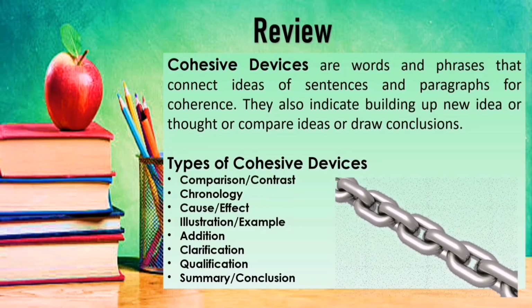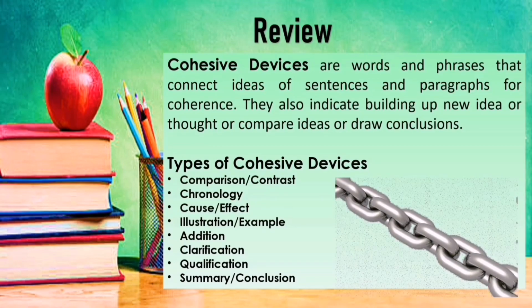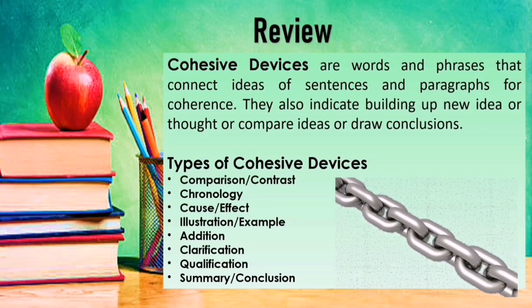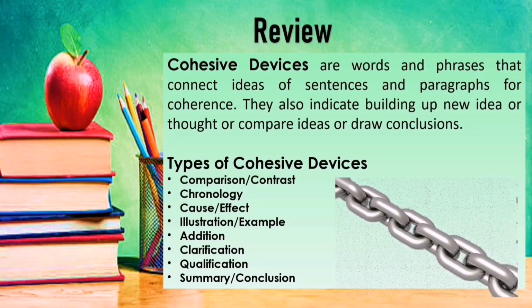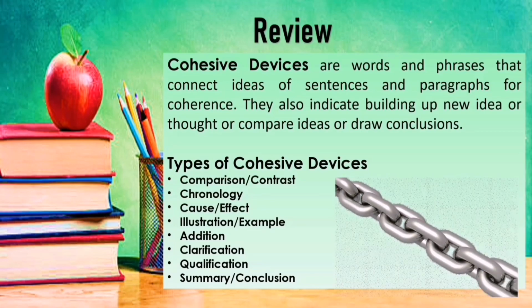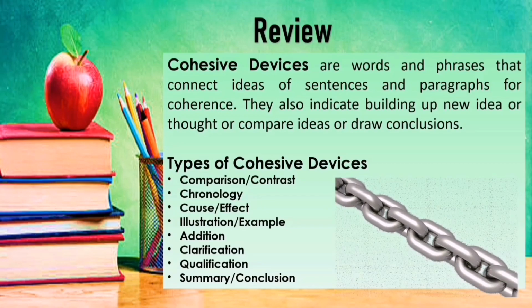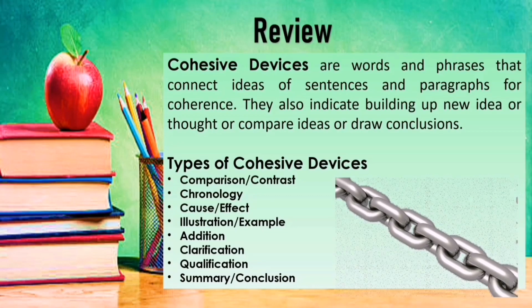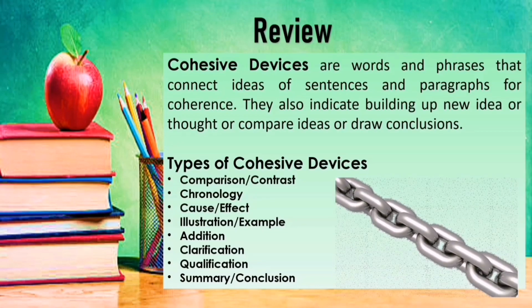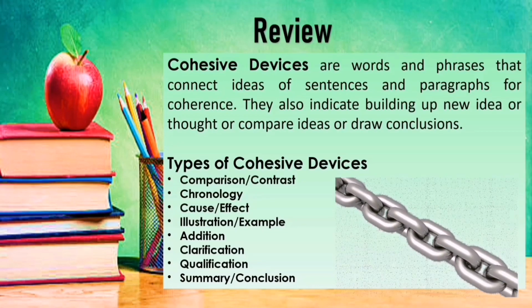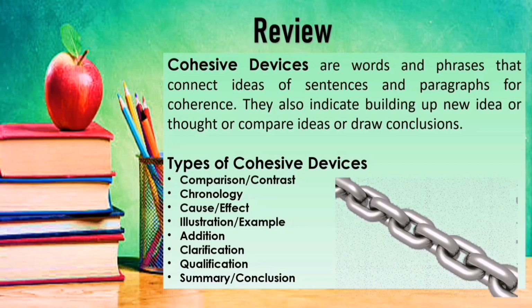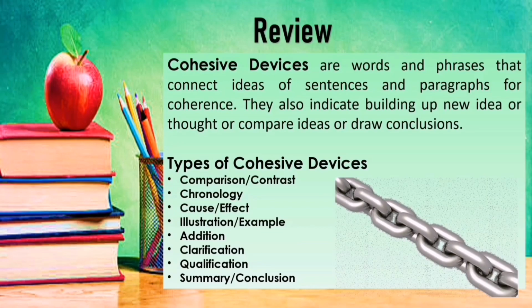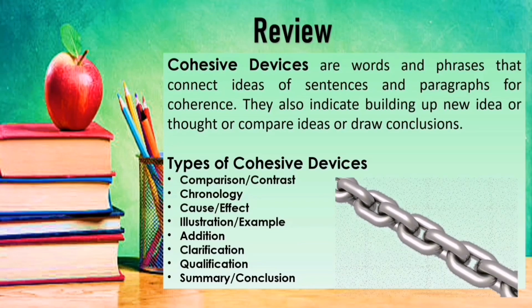Before you feed your brain with new information, let us first have a short review of the previous lesson. In the previous lesson, you have learned about cohesive devices. Cohesive devices are words and phrases that connect ideas of sentences and paragraphs for coherence. They also indicate building up new idea or thought or compare ideas or draw conclusions. Types of cohesive devices are comparison and contrast, chronology, cause and effect, illustration or example, addition, clarification, qualification, summary, or conclusion.